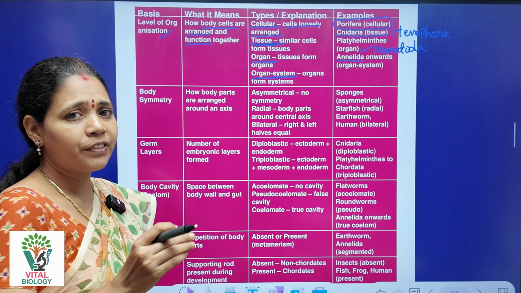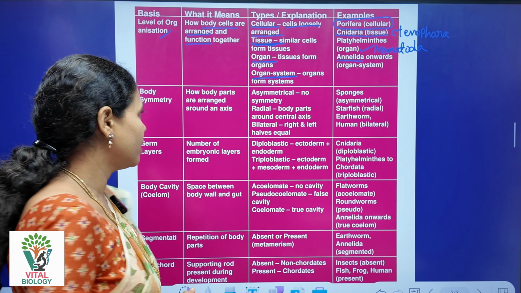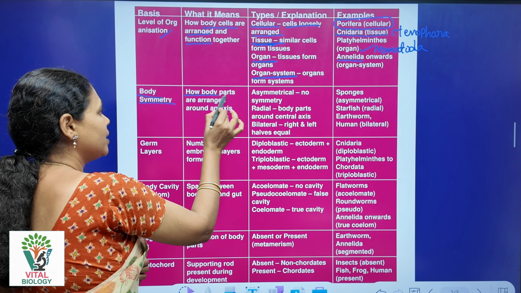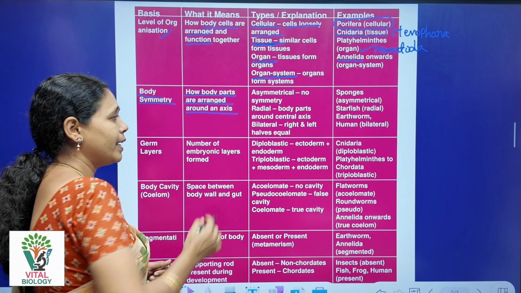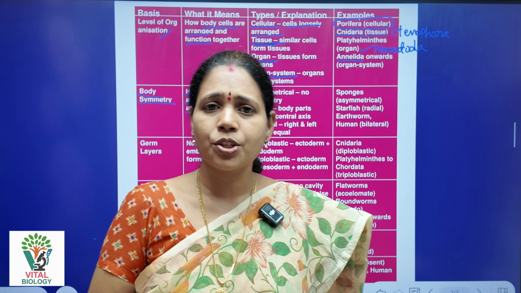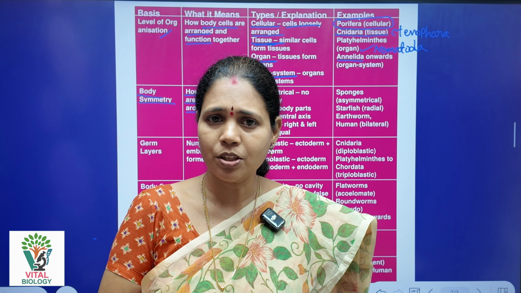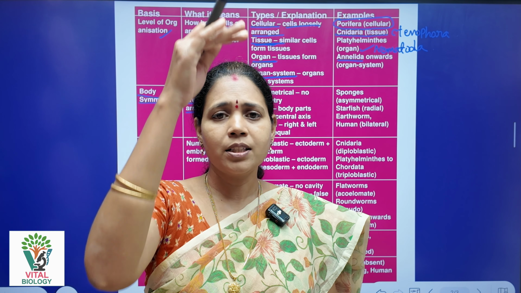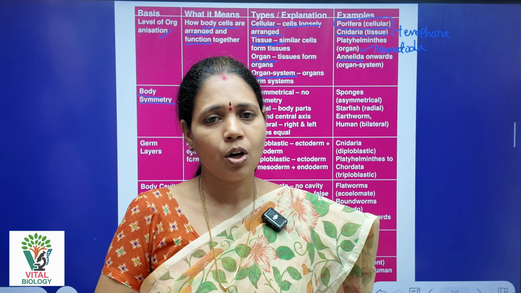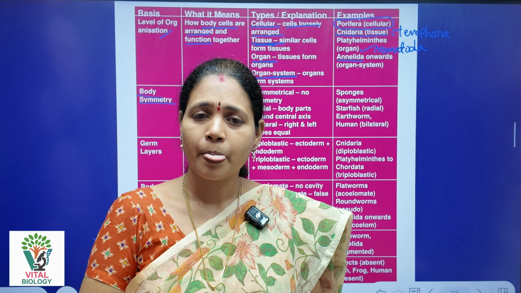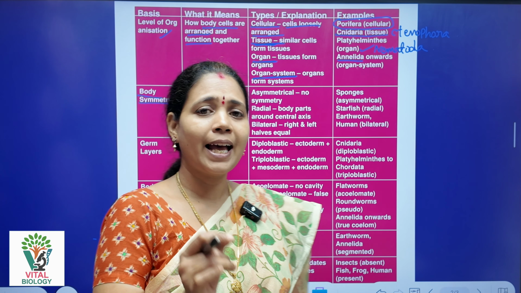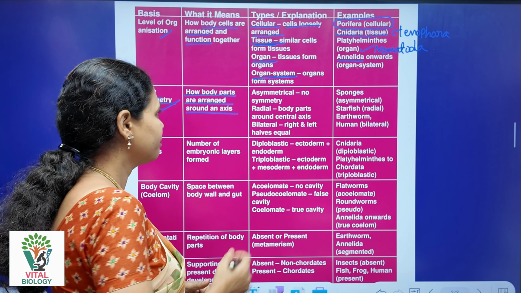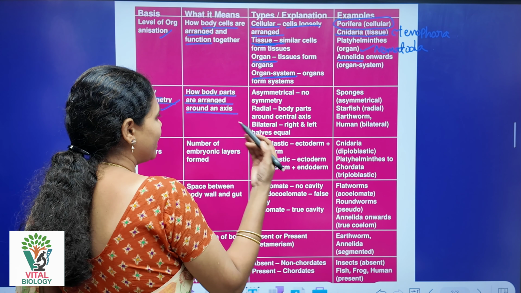And one more basic feature which helps in classification is body symmetry. And what does body symmetry mean? How exactly the body parts are arranged around an axis. According to the shape of the organism, the body axis will be different, like the oral-aboral axis in circular, round organisms, or the anterior-posterior axis in elongated organisms. So based on how the body parts are arranged around this axis, that character is called body symmetry. And this can also be of various types.